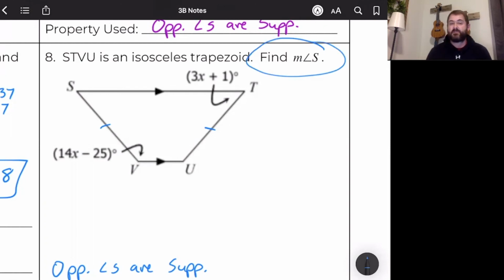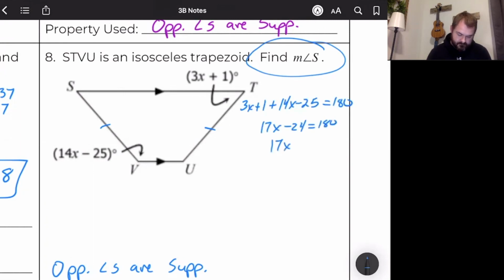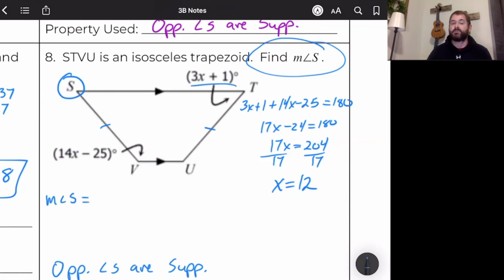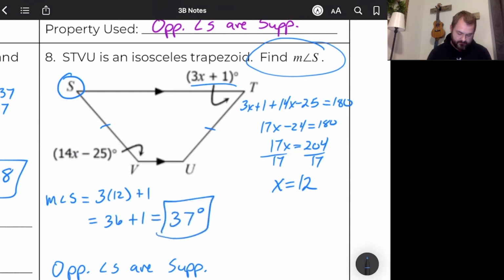Okay, this is what we should have gotten from our equation for x. X equals 12. Remember, when we say supplementary, it means they add up to 180. Okay, so x is 12, but they want to know the measure of angle S. Well, remember, base angles are also congruent in an isosceles trapezoid, so I know that the measure of angle S is equal to the measure of angle T. So to find the measure of angle S, I'm going to use this expression and use 12 for x. 3 times 12 plus 1 gives me 36 plus 1, which is equal to 37 degrees. And that's the measure of angle T and the measure of angle S.